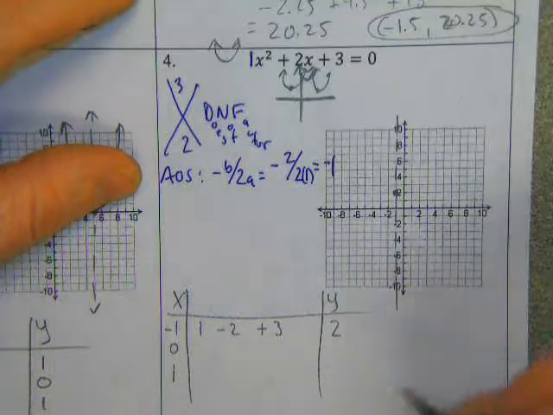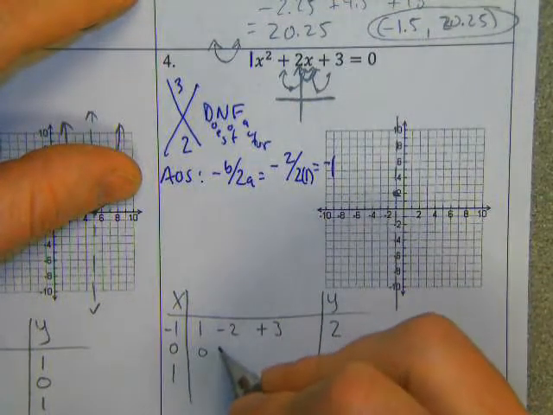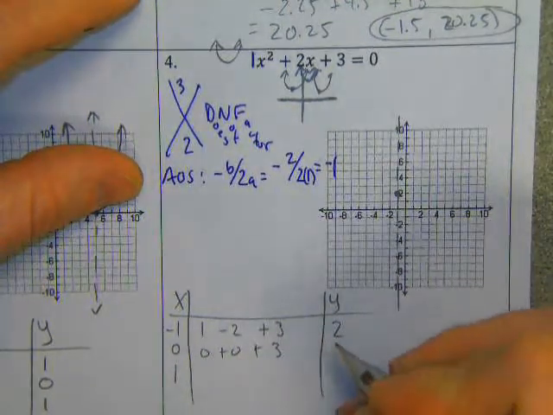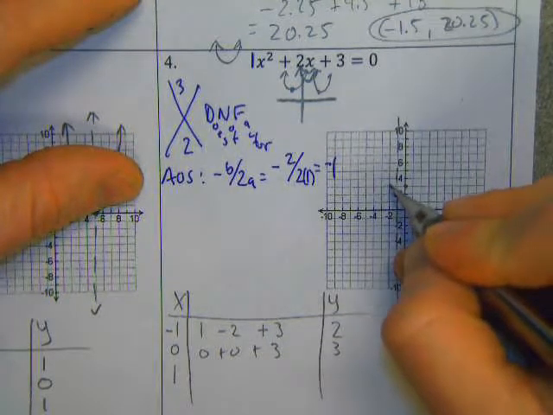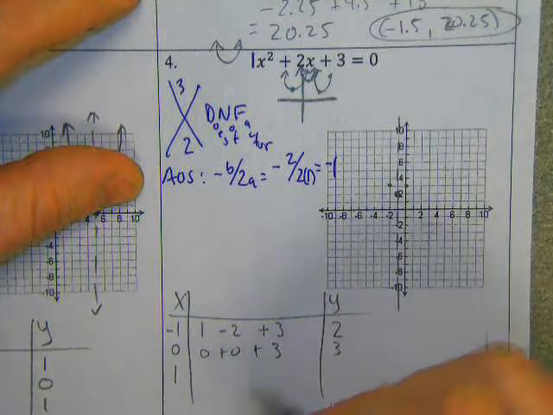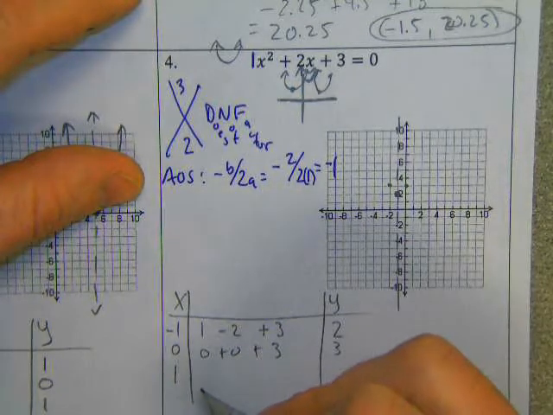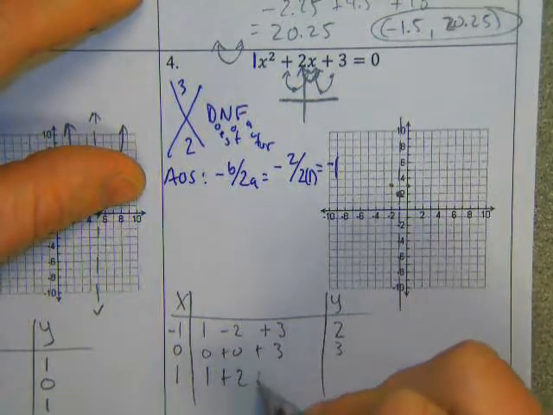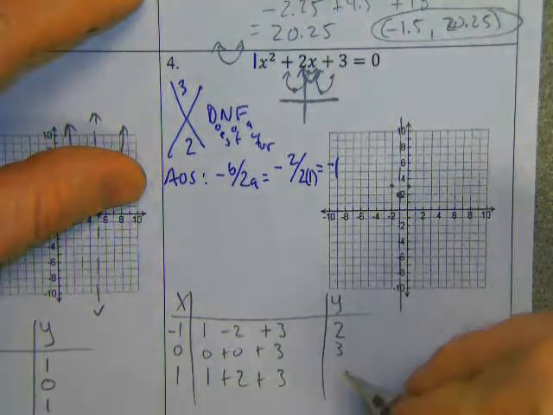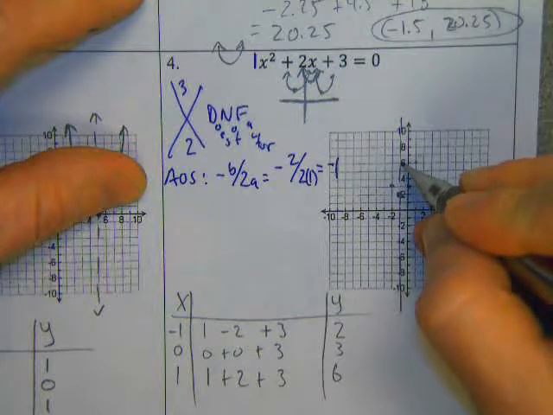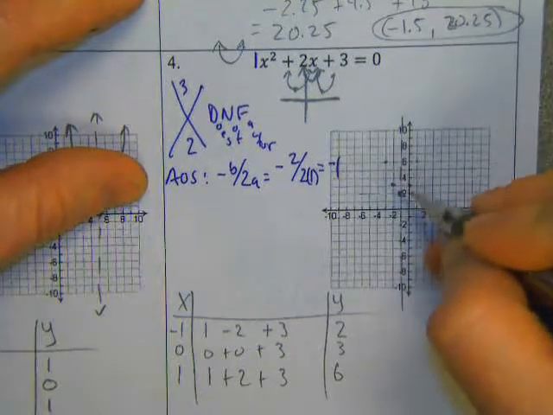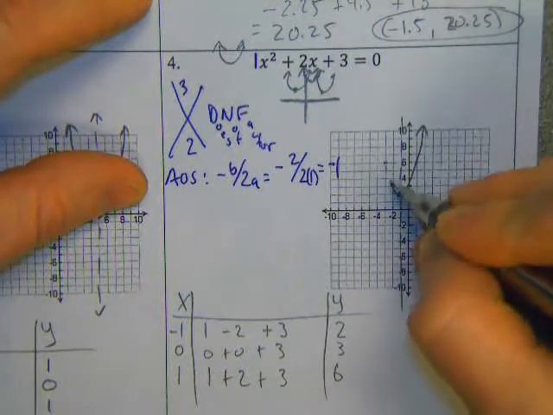So zero, 0 plus 0 plus 3 is 3, 0, 3, bump it over, axis of symmetry style, there we go. And 1, I get 1 plus 2 plus 3, 6, so 1 and 6, and again 2 over, 2 over, there we go. So that looks good.